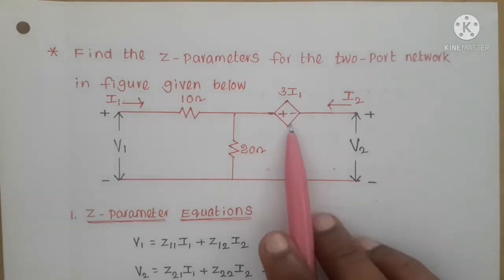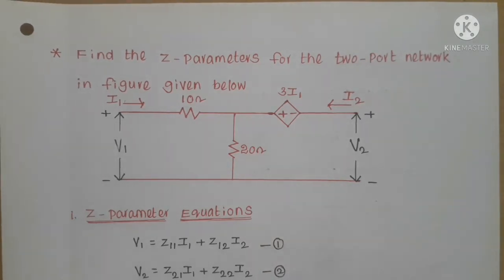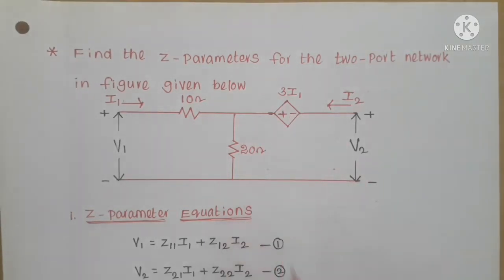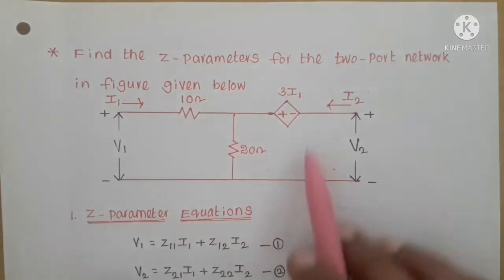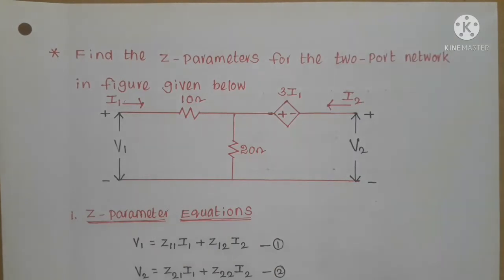So here there is a dependent source. If the two-port network has only resistors or passive elements, we can say that it is a reciprocal network where Z12 equals Z21, and if there are any dependent sources in the two-port network, then it is a non-reciprocal network. So now we have to get Z12 not equal to Z21. As the two-port network is not symmetrical, again we have to get Z11 not equal to Z22.